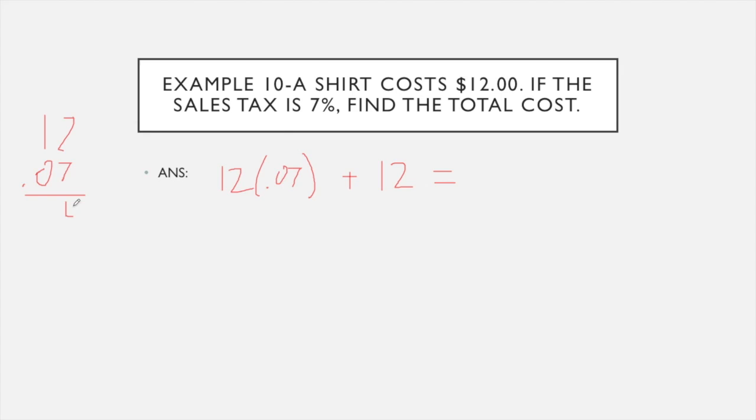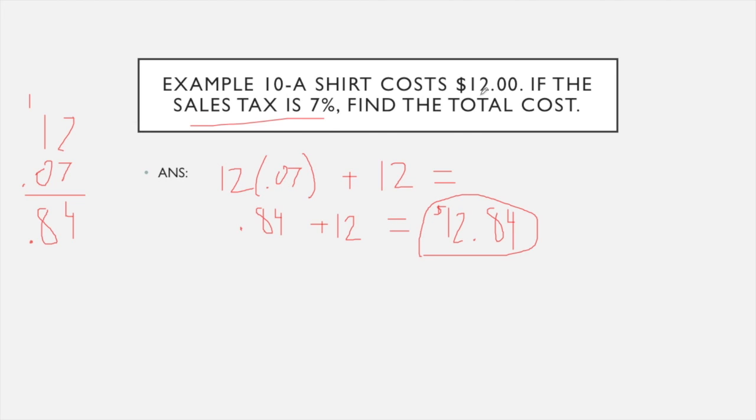7 times 2 is 14. And here we get 8. So 84 with 2 zeros, 0.84. So 84 cents plus our $12. What's our total cost? $12.84. Pretty quick when you just add that sales tax on. So with sales tax, your answer will always be above whatever you start with. If you have a coupon, then it should be below it by whatever value this is. Take your percentage, decimal, add it together, there you go.